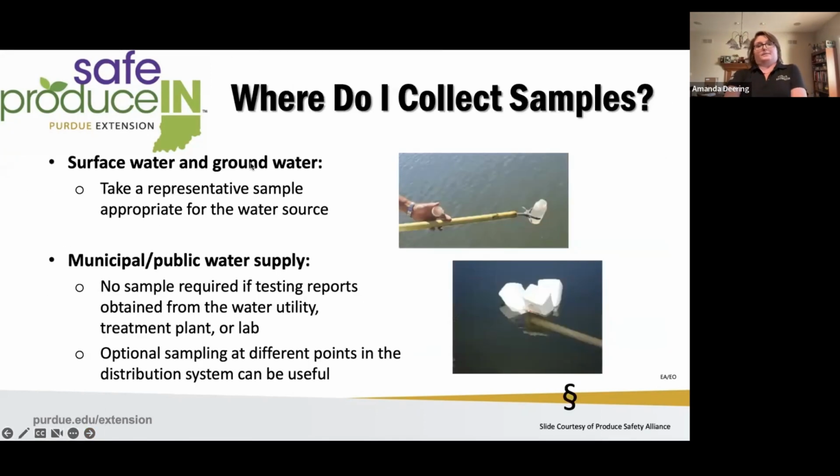So where do you collect samples? For surface and groundwater, we want to make sure we're getting a representative sample, right? So we want to try to get in the middle, but we don't want to get down into the sediment if we're testing a pond, because that's not where we're irrigating out of, right? So just make sure you're taking a representative sample. And then again, for municipal water, there's nothing you need to do. They have those water tests for you.